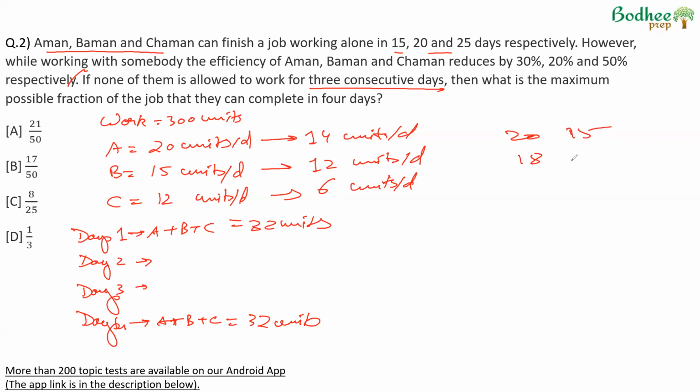A and C will do 20 units, 35. If we make C work alone, 12 and 26. So this will also be 38. So what we can do is we can say on day 2, A works alone. On day 3, B and C work together. Or we could also have C working alone. And then here A and B working together.